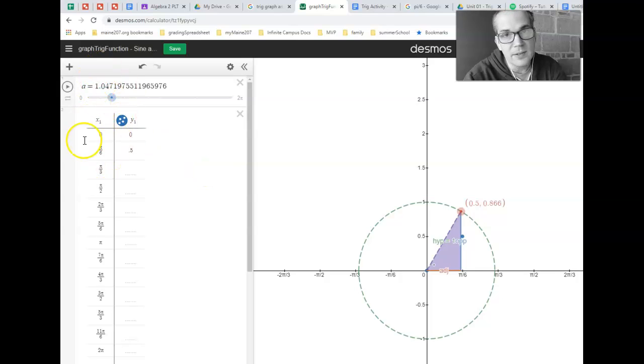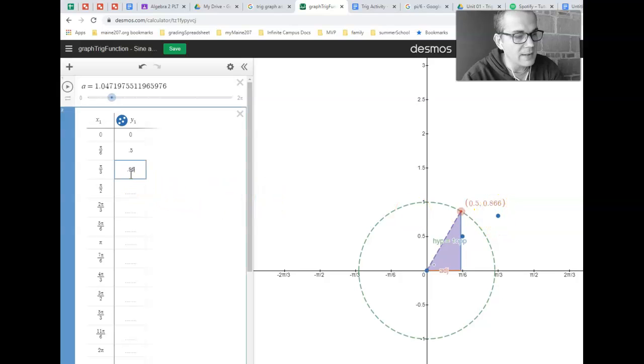That's what pi over 3 is. Check on your calculator if you don't believe me. We're looking at the sine function right now, so that means I'm looking at this guy's vertical component. So it's 0.866. So I'll click into here, and I'll type in 0.866.